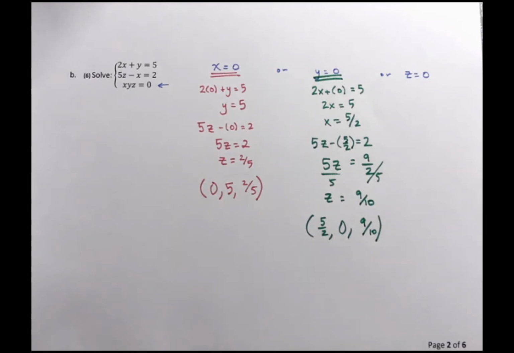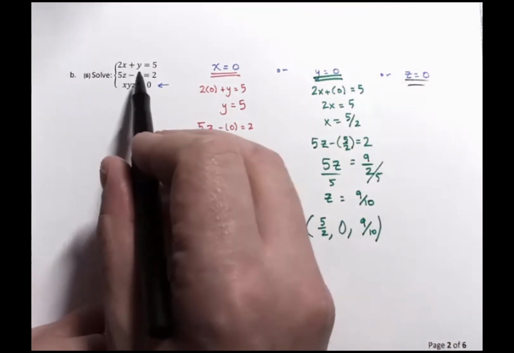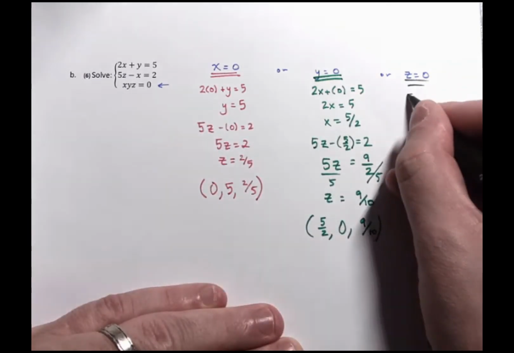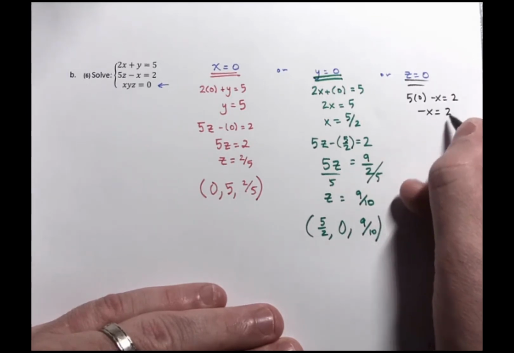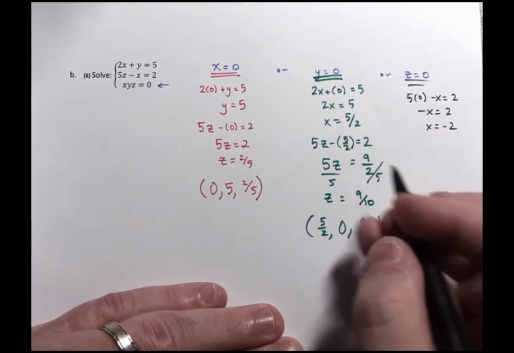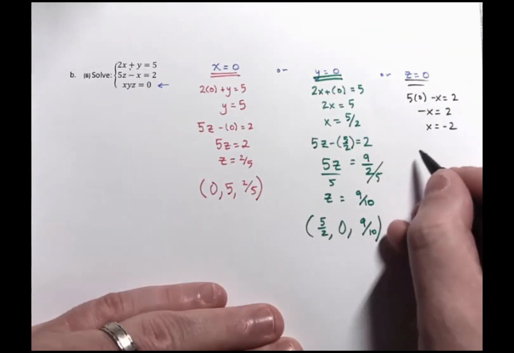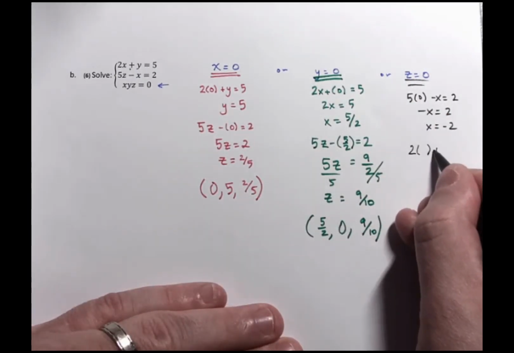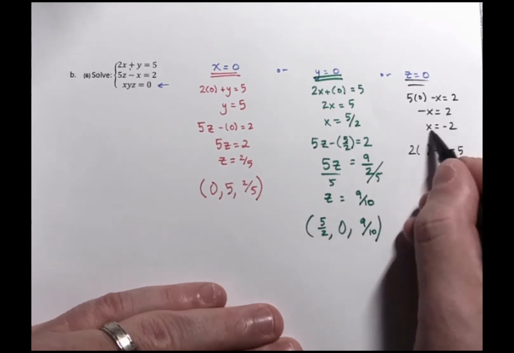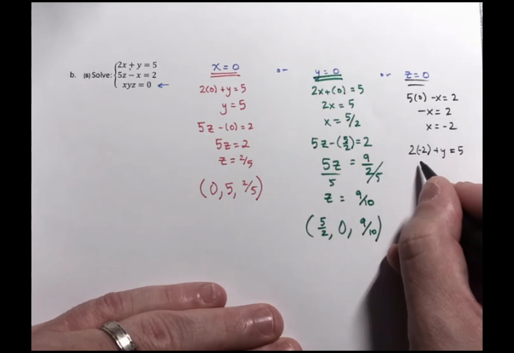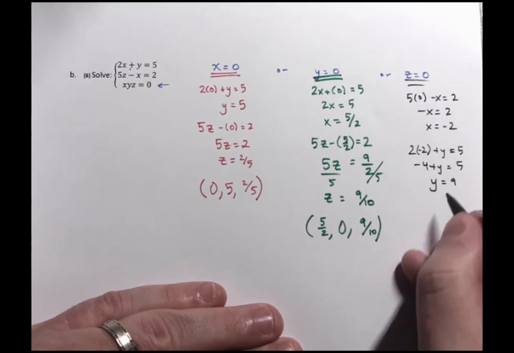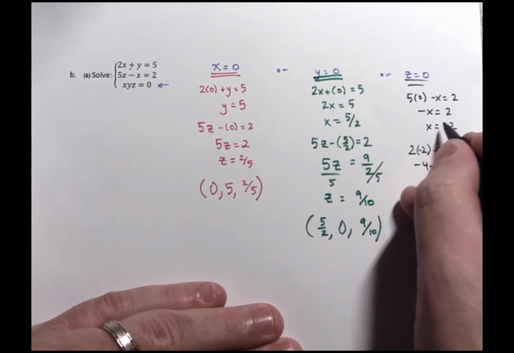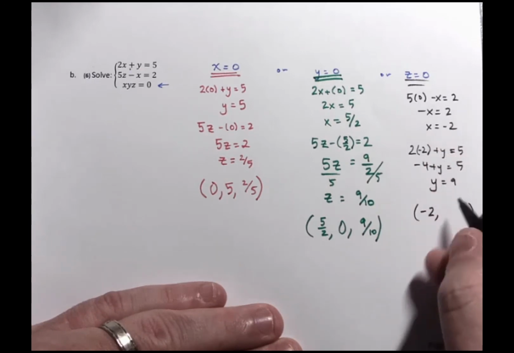Finally, in that last case, we're getting z equals 0, so substituting into the second equation would give me 5 times 0 minus x equals 2, negative x equals 2, and x equals the opposite of 2. And then going back to the top equation, we get 2 times x plus y equals 5. But as we just noticed here, x is negative 2. So negative 4 plus y equals 5, and thus y must be 9. So the solution we're getting from here would be x is negative 2, y is 9, and finally z is 0.